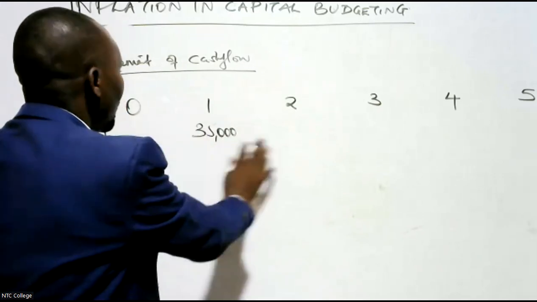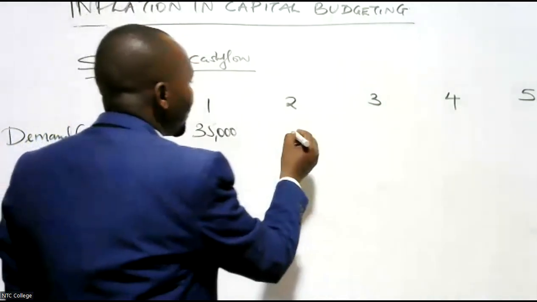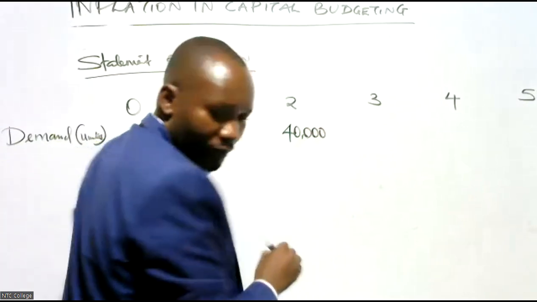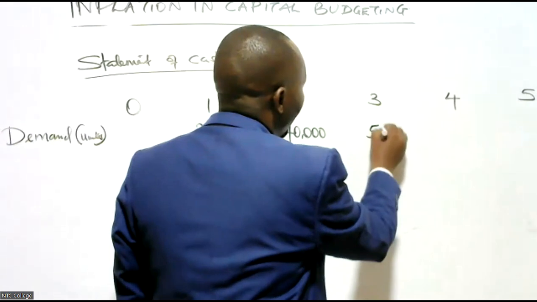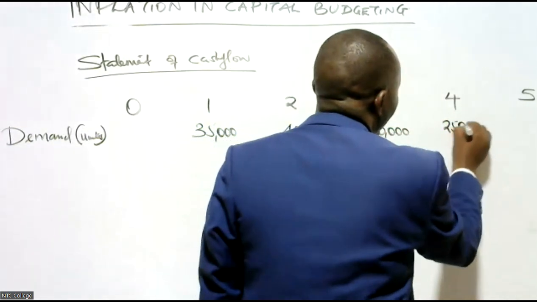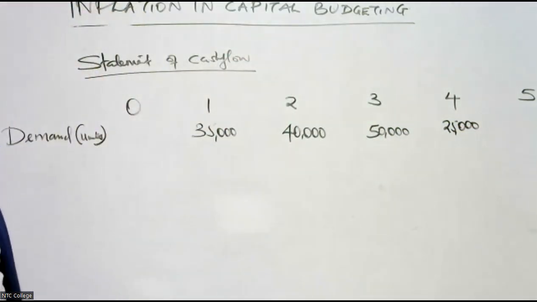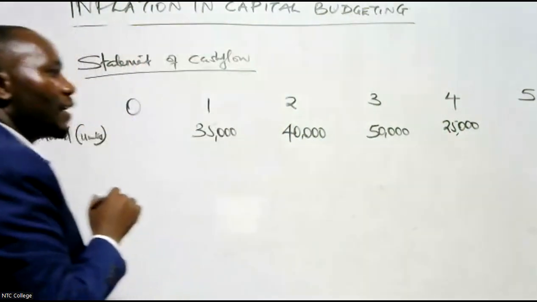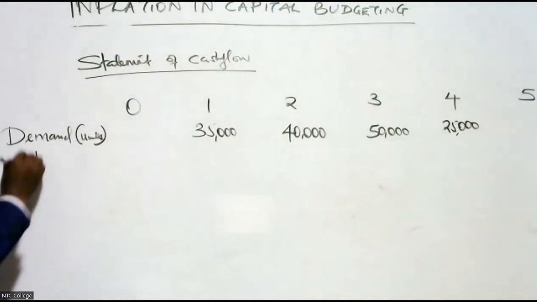So let's come to year 2. Year 2, we have 40. Then we have 50. Then we have 25. Are we together up to there? We are looking at the sales. These sales will give us the income. Now the next thing is price.